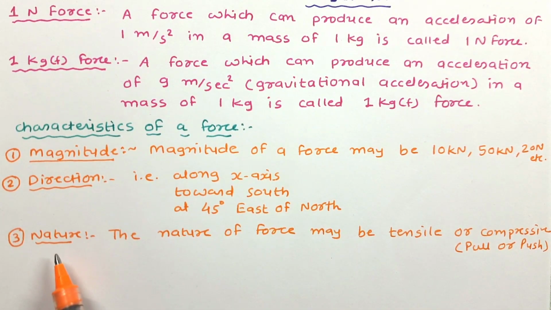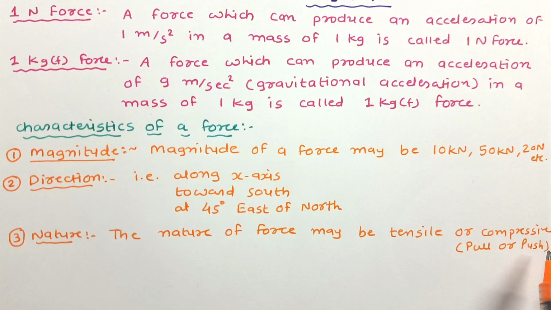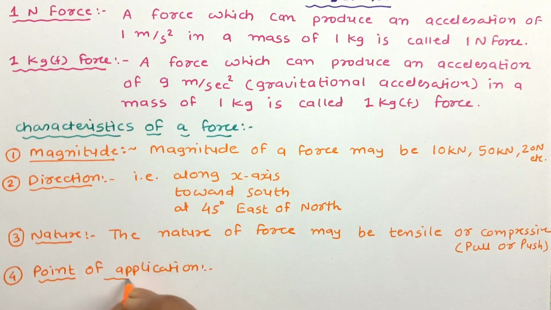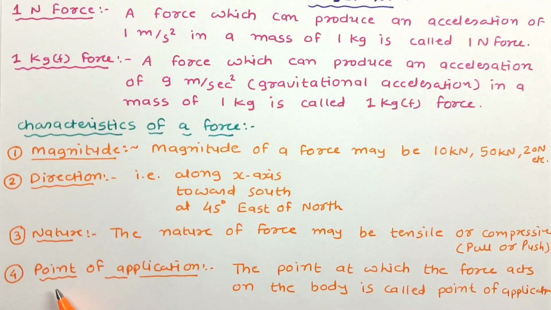The next is nature of force. The nature of force may be tensile force or compressive force. So we can say pull type force or push type force. The next characteristic is point of application. Point of application shows the point of a body at which the force is acting. So the point at which the force acts on the body is called point of application.